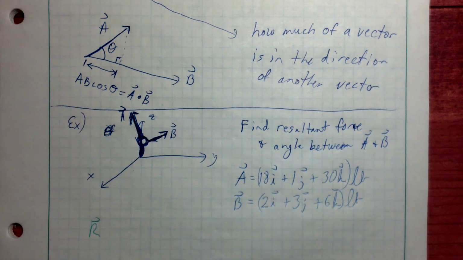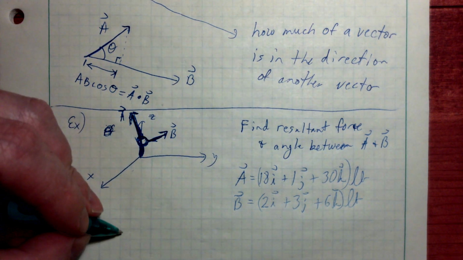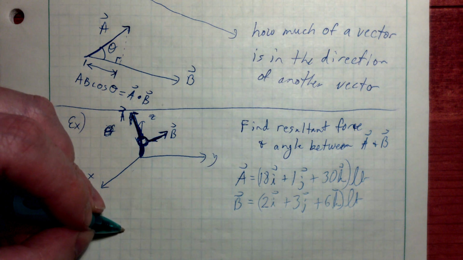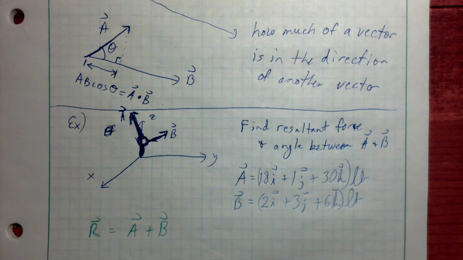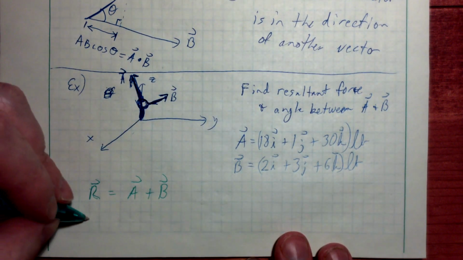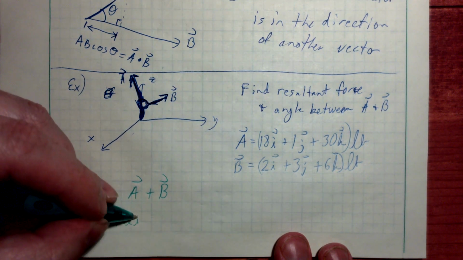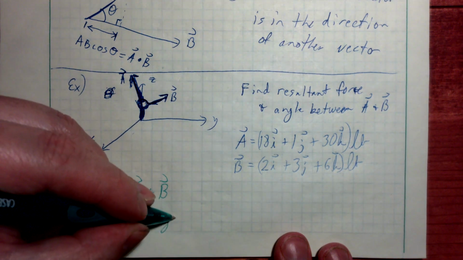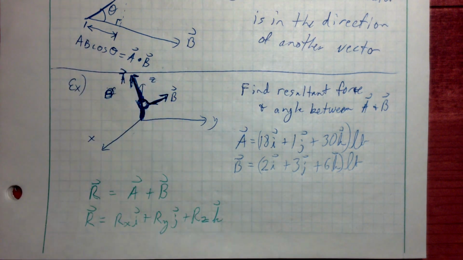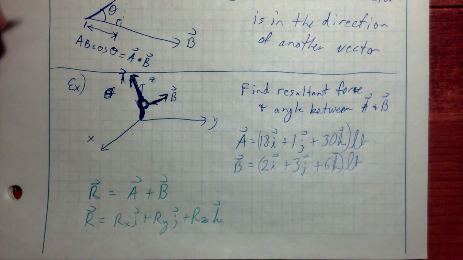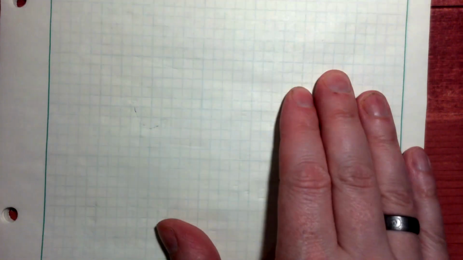So if we start with the resultant first, right? What are we looking for? We're looking for the resultant vector. That's going to be where I add the vectors together. And so what I can do is just say the resultant's going to be A vector plus B vector. That's going to be resultant in the X plus resultant in the Y plus resultant in the Z. And so I can combine the components from each of these in the X, Y, and Z directions.